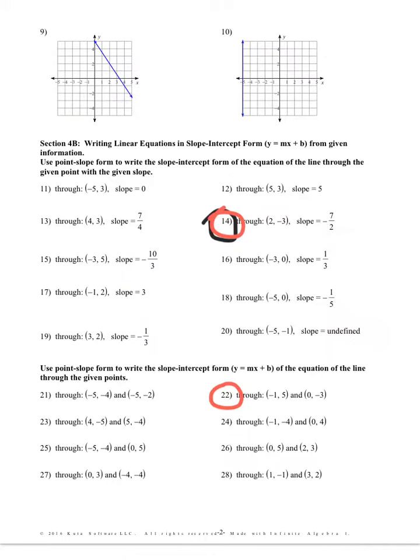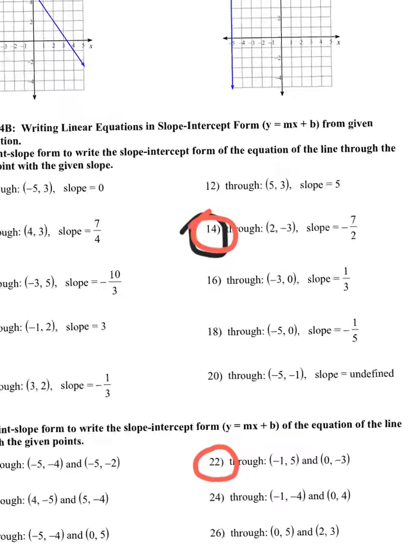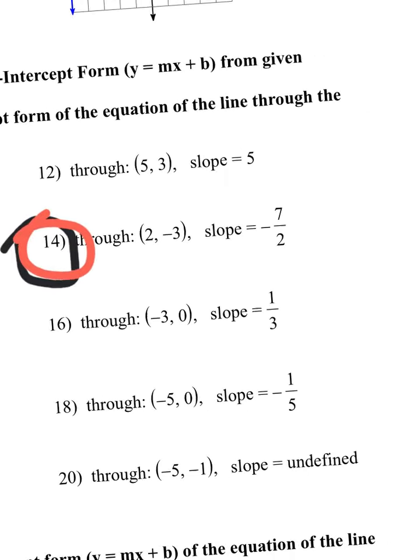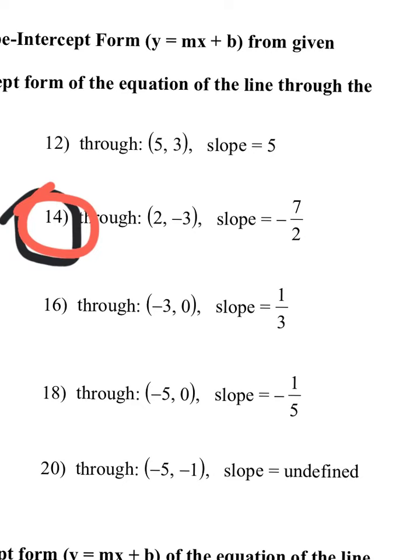In section 4B, we're going to look at writing linear equations in slope-intercept form from the given information, and we're actually going to use point-slope form and then convert to slope-intercept form. All right, so let me make this a little bit bigger. Now, if you remember right, y = mx + b is our slope-intercept form, but we're going to do point-slope form: y - y1 = m(x - x1), and this is on your reference sheet. But that's point-slope, and then we'll get it to slope-intercept form.